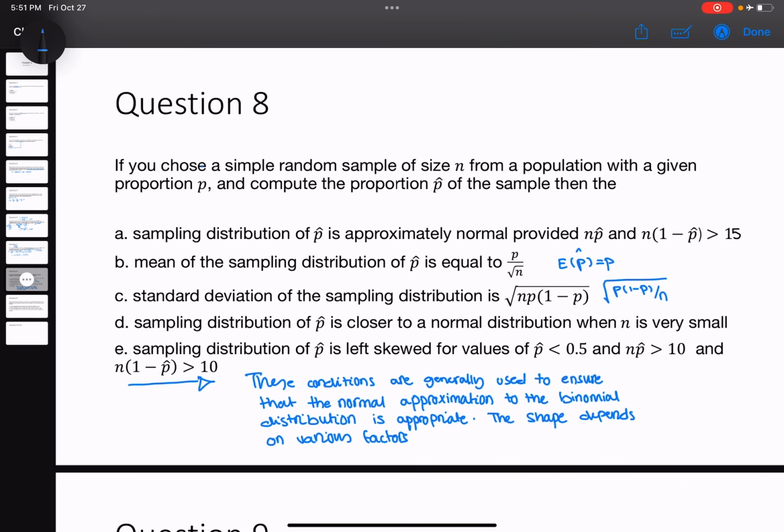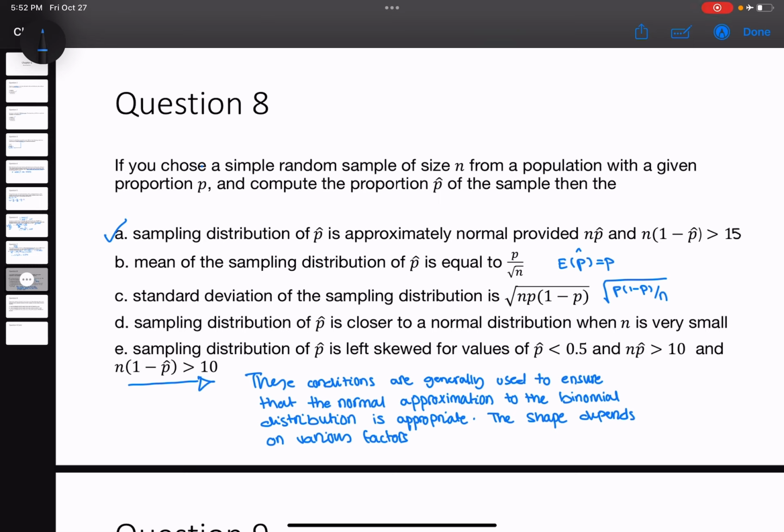Question 8. If you choose a simple random sample of size n from a population with a given proportion p and compute the proportion p hat of the sample, then which of these answers are correct? The sampling distribution of p hat is approximately normal provided n times p hat and n times 1 minus p hat are greater than 15. So this can be true. This is the correct answer.